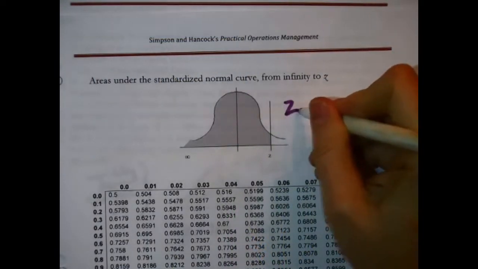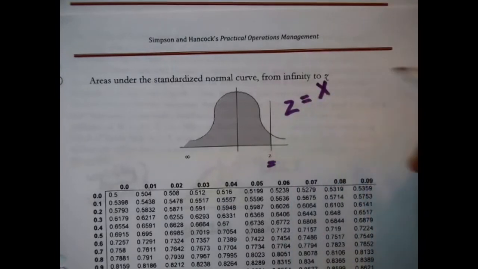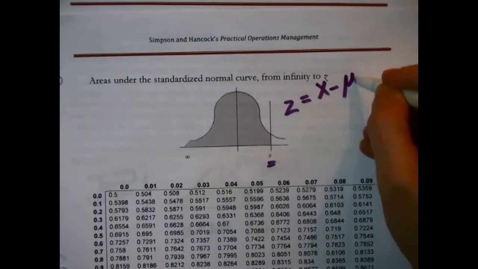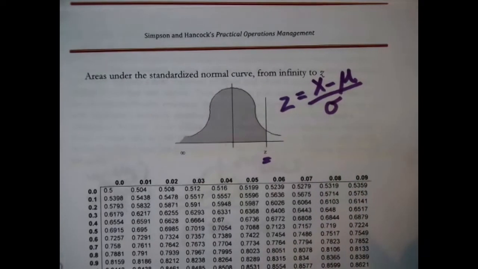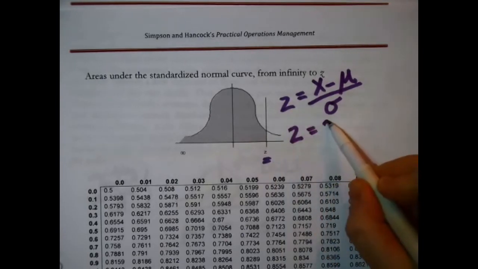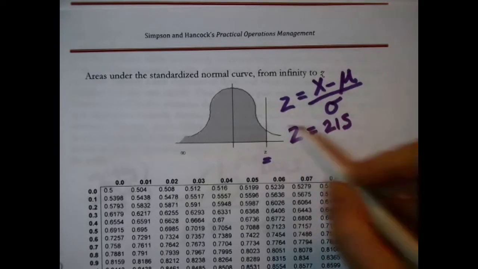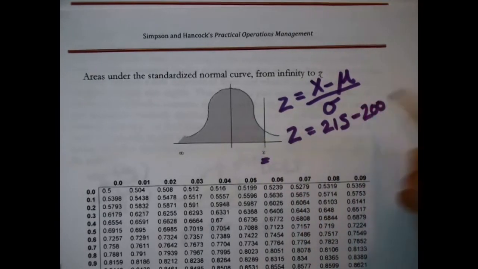Right, z, what does it say here? Z equals the number that I'm interested in minus the center of my curve, divided by the standard deviation of my curve. All right, so in our particular case, the number that we're interested in is 215. That's where we're cutting the curve on a curve whose center is 200.